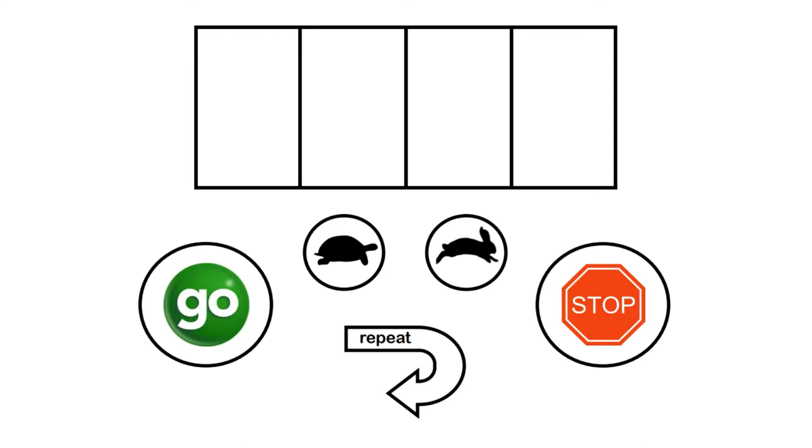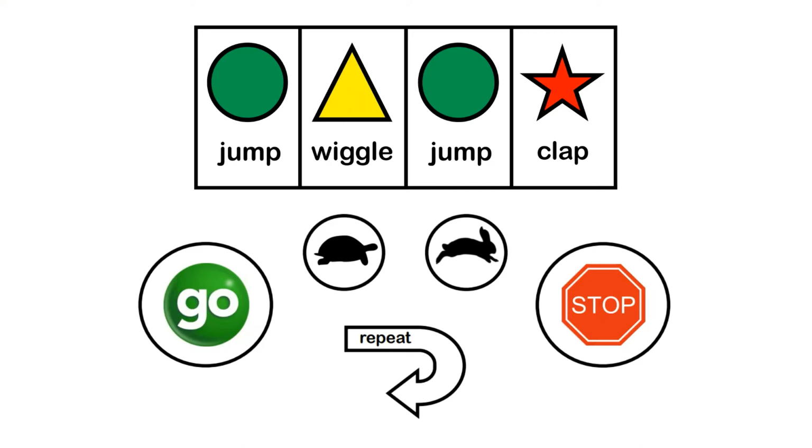If you did, feel free to repeat the last section a few times until you are comfortable. For our next round, we're going to change up the directions. First, we'll do a practice round at medium speed, and then we'll change it up for the next one. Here is your next board. The directions are jump, wiggle, jump, clap. Let's give it a try. Start. Jump, wiggle, jump, clap, stop.